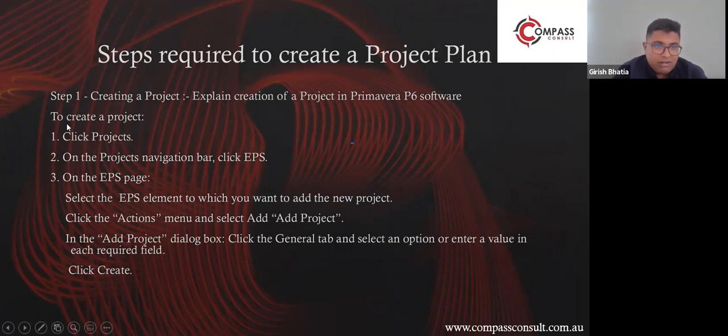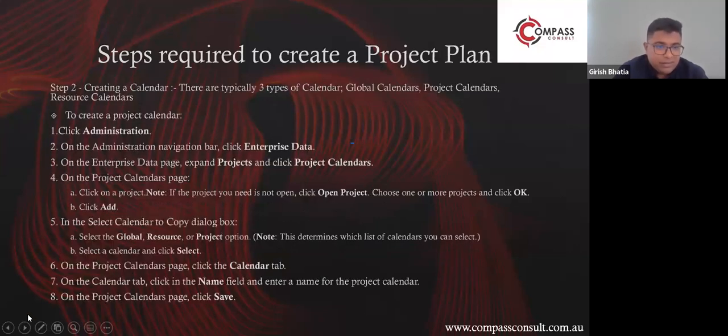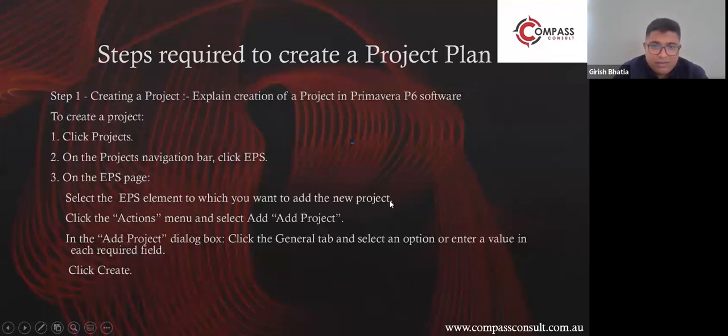So these are all the steps. Create project, click projects. On the process project navigation bar, click EPS. On the EPS page, select the EPS element to which you want to add the new project. So in our case, it was Woolworths.